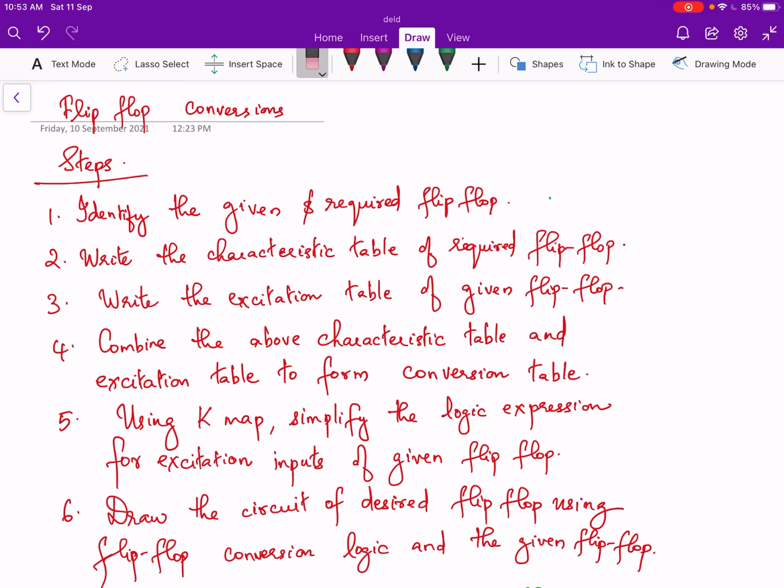Hello everyone, in this video we'll see about flip-flop conversions. There are many types of flip-flops available, and they are SR flip-flop, JK flip-flop, D flip-flop and toggle flip-flop. And we can convert one type of flip-flop to the other using these 6 steps. So we'll see these steps with the help of an example.